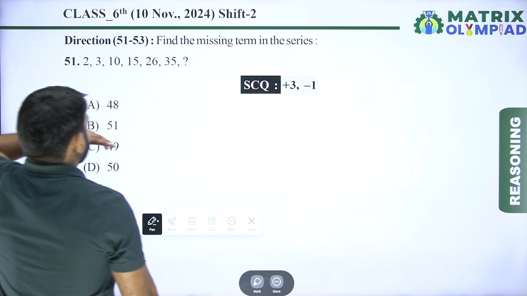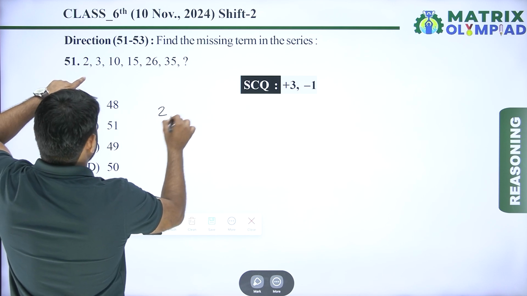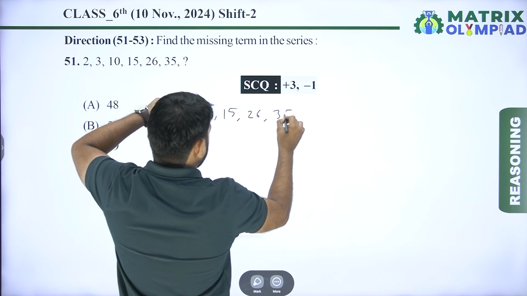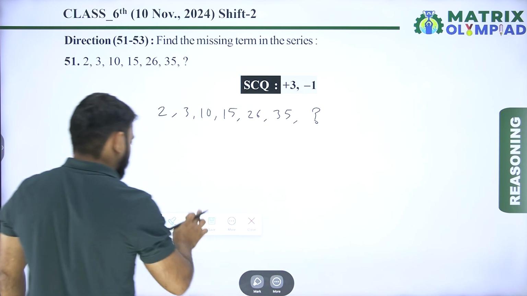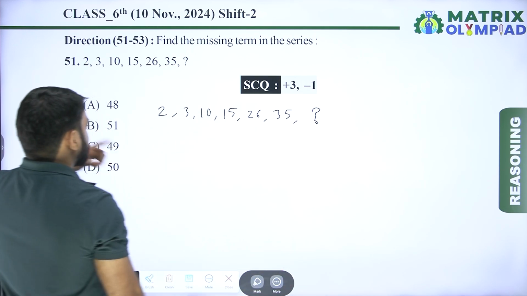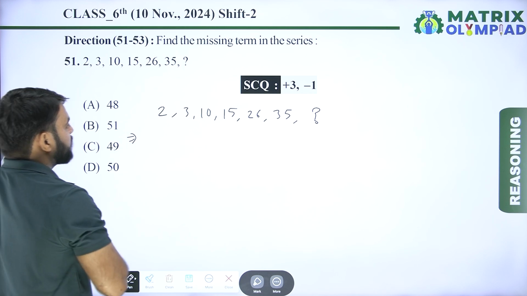Now here is question number 51. Find the missing term in the series. The series is 2, 3, 10, 15, 26, 35 and the next is missing. So find the missing number of the number series. First find the pattern. So what is the pattern of the series?